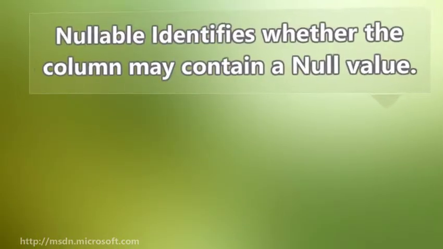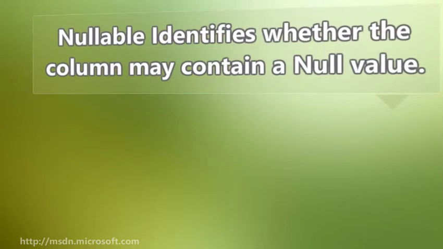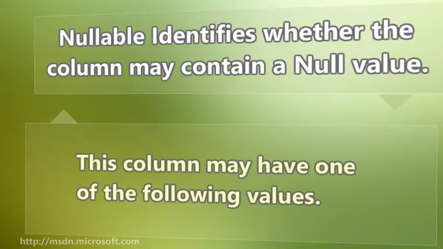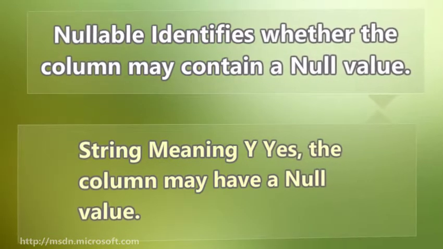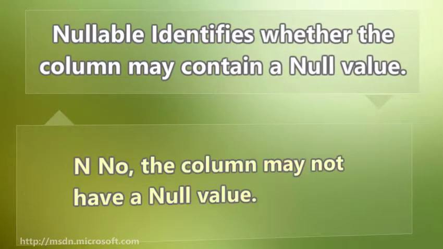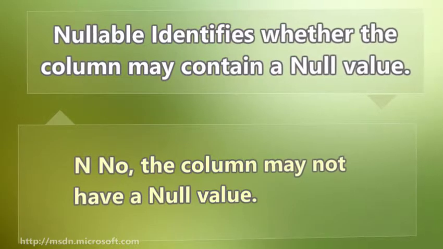Nullable identifies whether the column may contain a null value. This column may have one of the following values. Y, meaning yes, the column may have a null value. And N, no, the column may not have a null value.